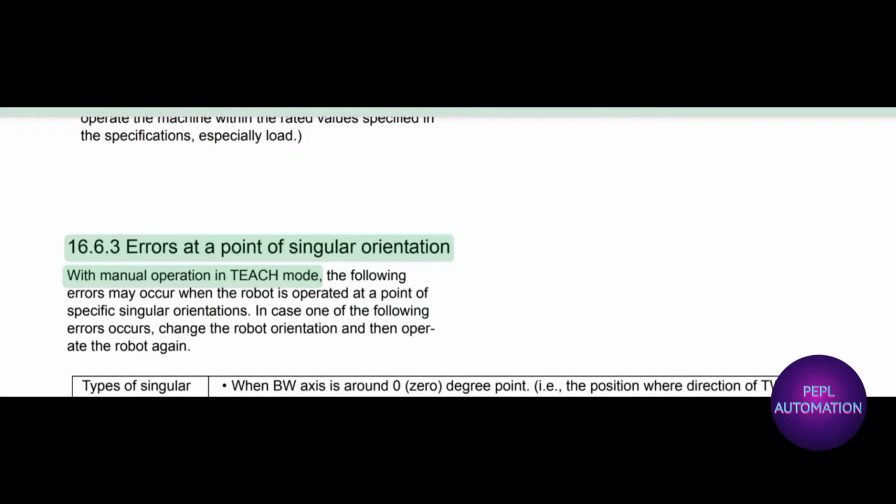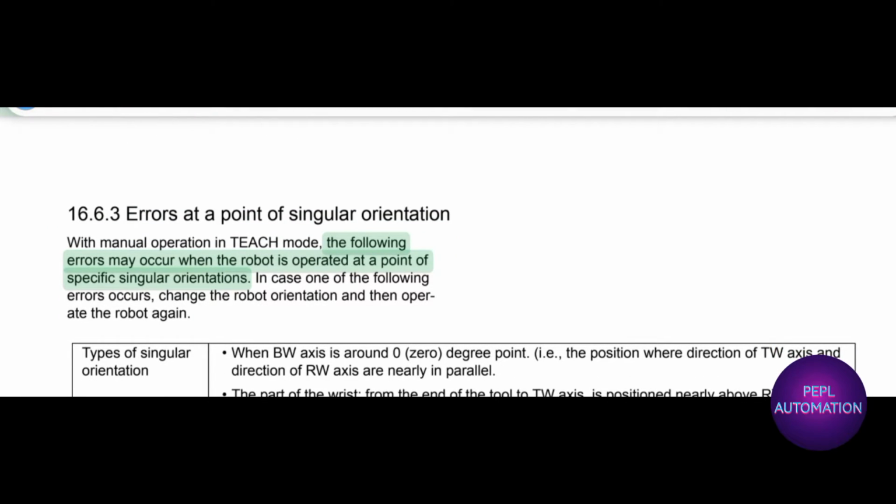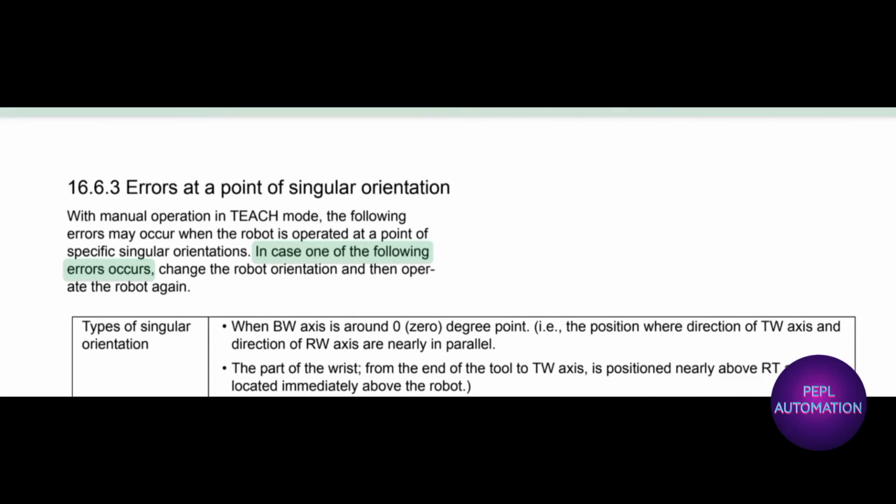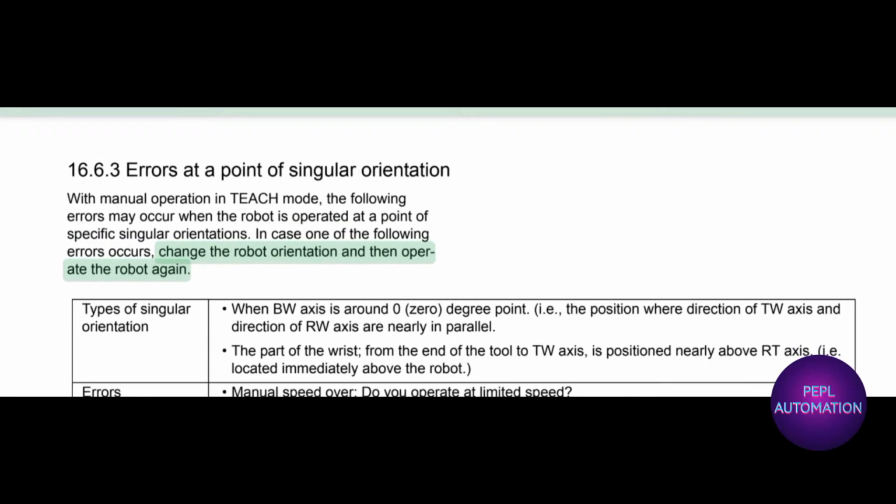16.6.3 Errors at a point of singular orientation with manual operation in teach mode. The following errors may occur when the robot is operated at a point of specific singular orientations. In case one of the following errors occurs, change the robot orientation and then operate the robot again.